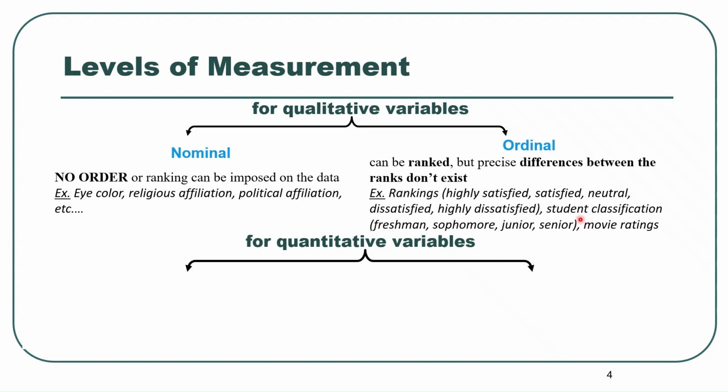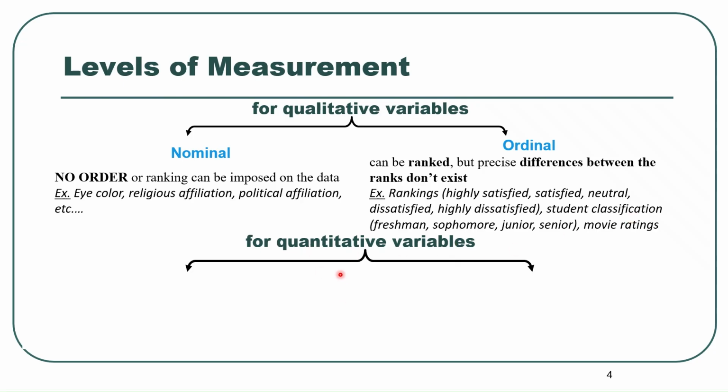Another example could be student classification: freshman, sophomore, junior, and senior. These are distinct and we can rank them as you see here. However, the difference between that one and that one, that response and that response, or that value and that value for that student classification variable is not known or does not exist.